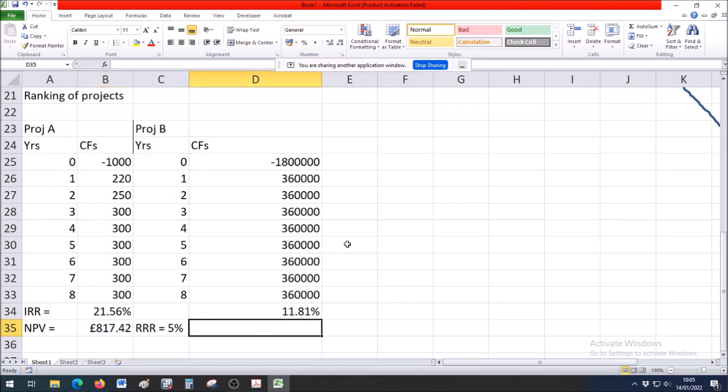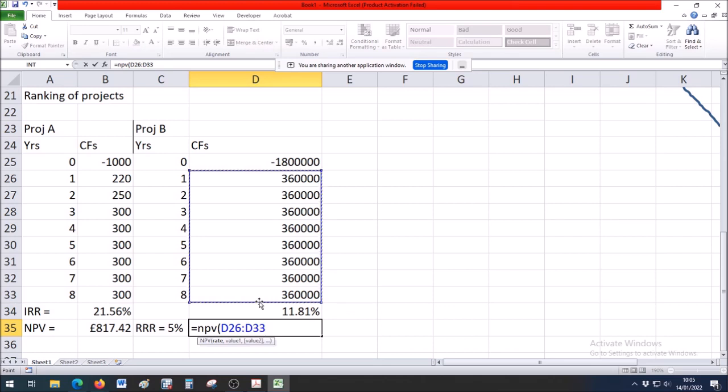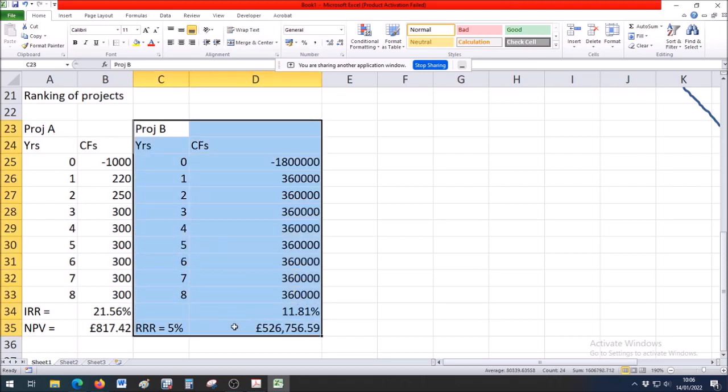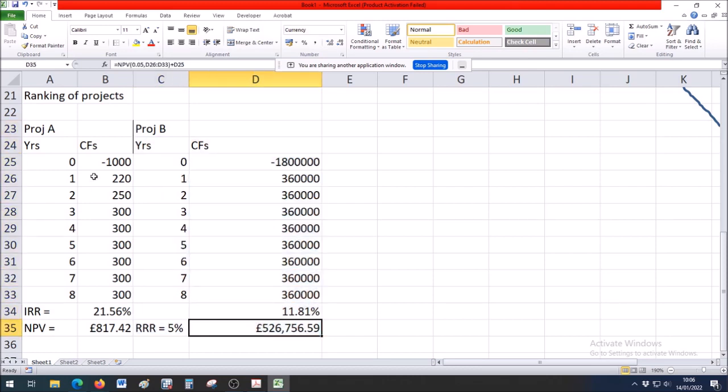How about project B? Equals NPV, open the brackets, the rate, the positive values. Again, I forgot the rate, 0.05, comma, close the brackets, and add the original cash flow by hand. That actually looks better, you see? In project B, what I earn is $500,000. With project A, what I earn is $800.